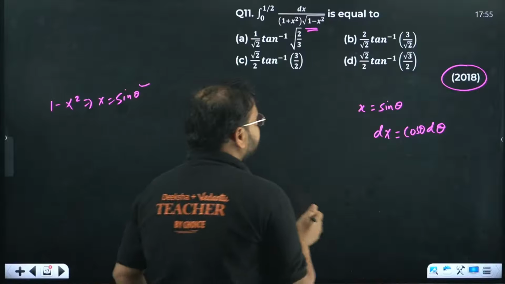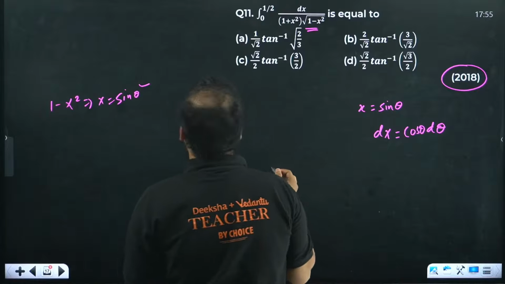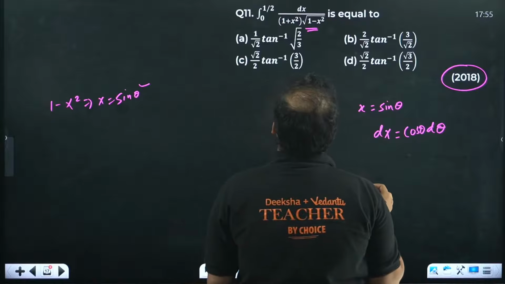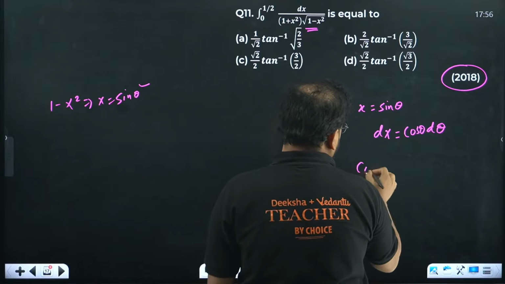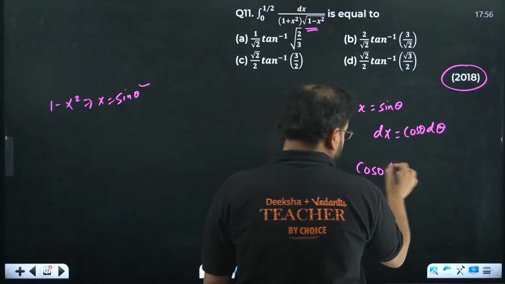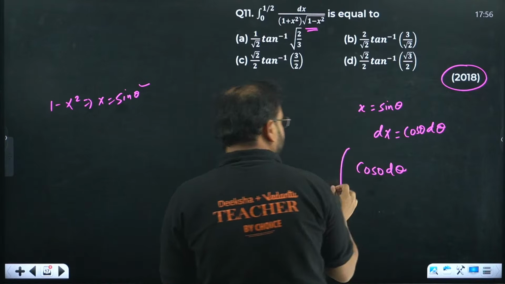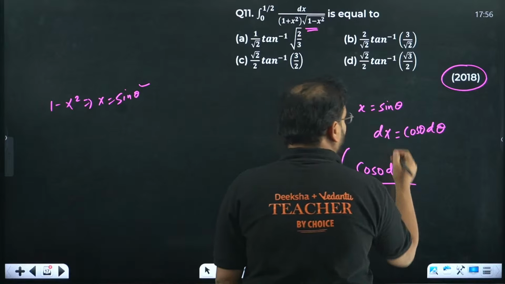I'll check. So this question, if I continue, I'll have cos theta d theta integration. I'm not taking care of the limit right now. 1 plus sine square.